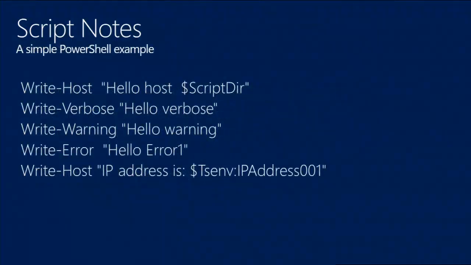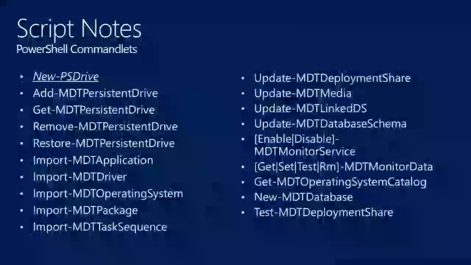So this is a very simple PowerShell example. Very simple set of commandlets: write host to the script directory, write verbose, write warning, write error. All these can be put into your PowerShell scripts. Even pulling back variables from MDT, like the IP address, and then writing that into a log file. That's pretty easy with PowerShell.